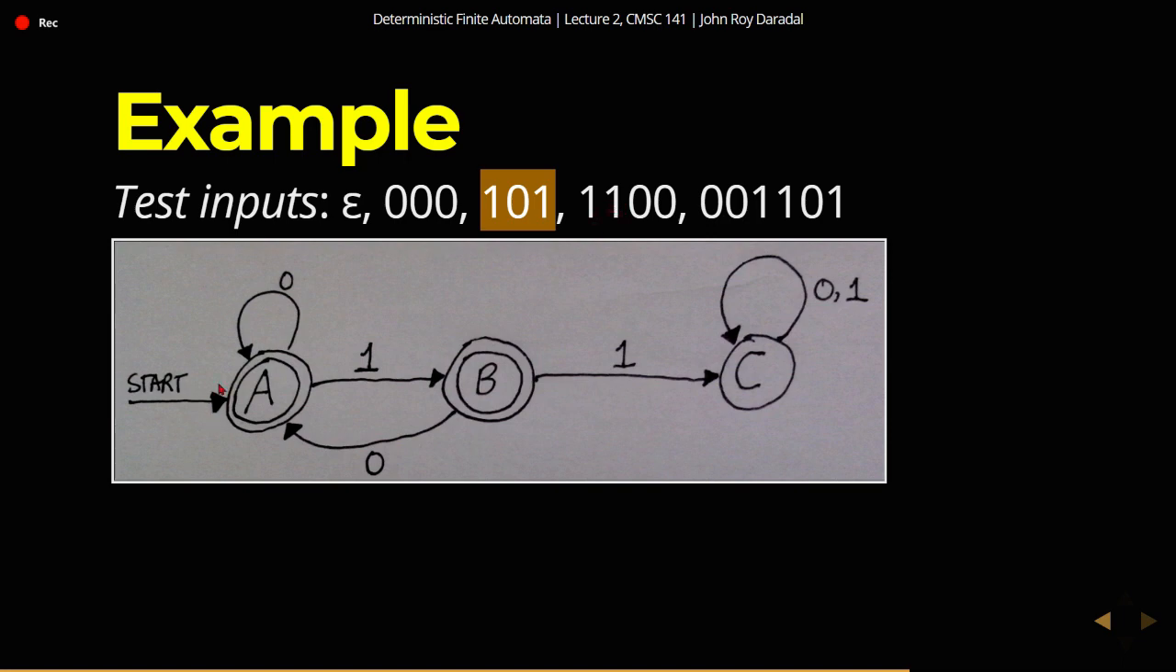How about this one? 1, 1, 0, 0. So it ends up in C, so it's not accepted. And the last one, 0, 0, 1, 1, 0, 1. So we have 0, 0, 1, 1, 0, 1. So it ended up in C, so that's also not accepted.